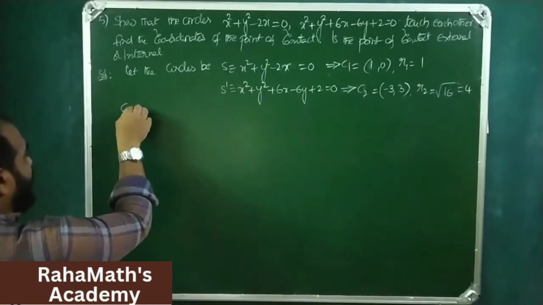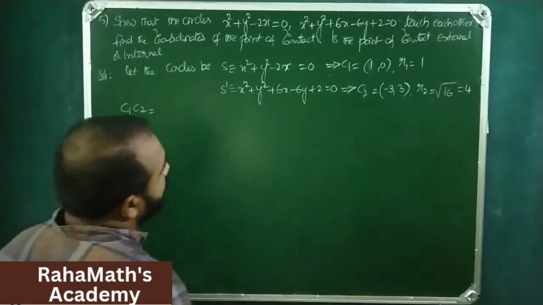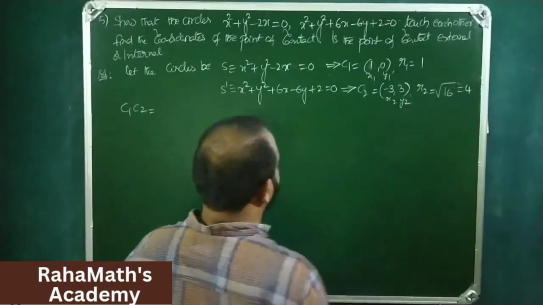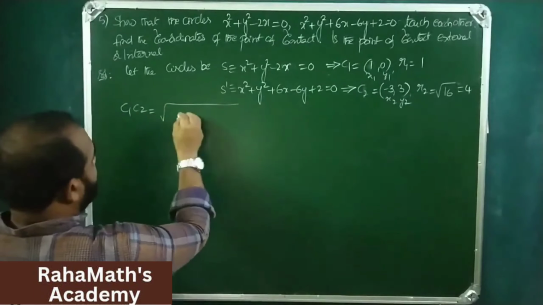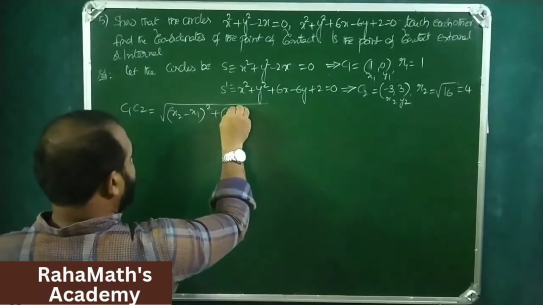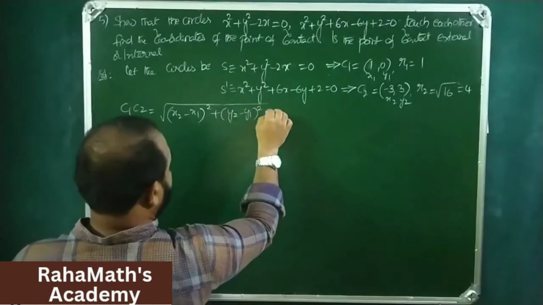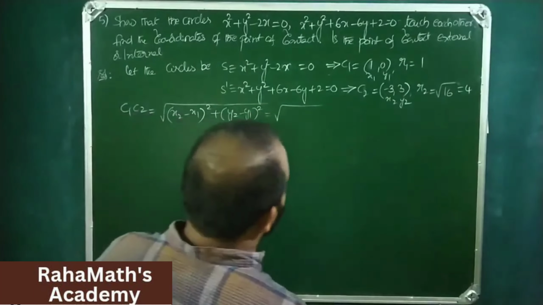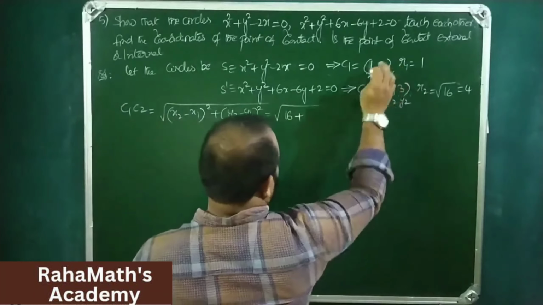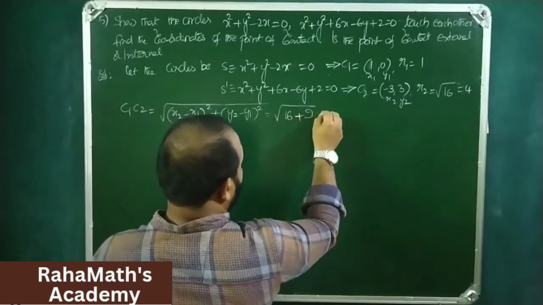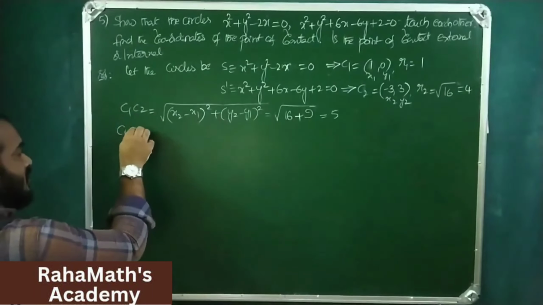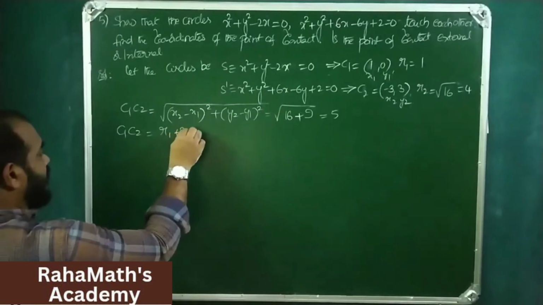Now, C1C2, with C1 as (x1, y1) and C2 as (x2, y2), is the square root of (x2 minus x1) whole square plus (y2 minus y1) whole square. That equals minus 3 minus 1, which is minus 4, whole square 16, plus 3 minus 0 whole square, 3 square 9. Root 25, which is 5. So clearly we can see C1C2 equals R1 plus R2.